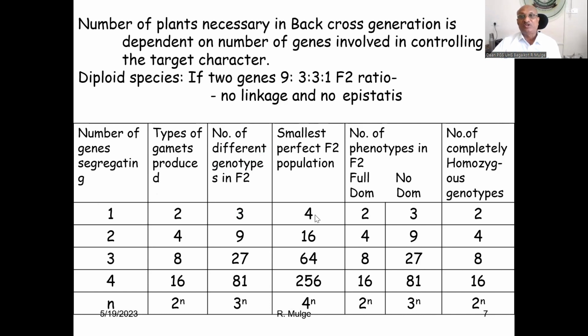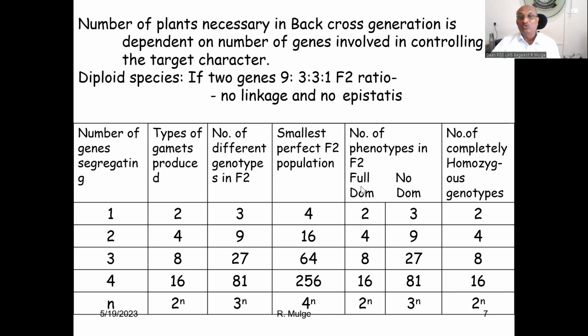For the smallest perfect family, you give equal opportunity for the male and female gametes to unite. So 2 gametes from the male side and 2 gametes from the female side. Again, 2 into 2, minimum 4, right? That is why it is called a perfect family. So 4 is the minimum number of plants required. The smallest perfect F2 population is 4 if we have only a one-gene controlled character.